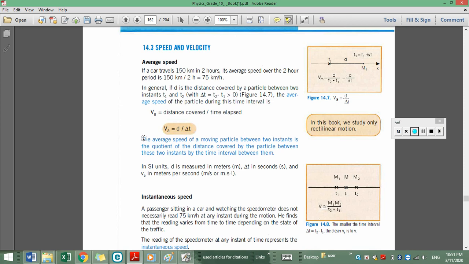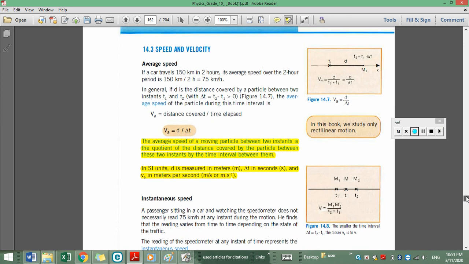What is the SI unit of distance? It is meter. The SI unit of duration is seconds, and the SI unit of the average speed, V average, as you can see with an index A, is meters per second. In this book we are going to study only rectilinear motion, as I mentioned before. Now, what is instantaneous speed?